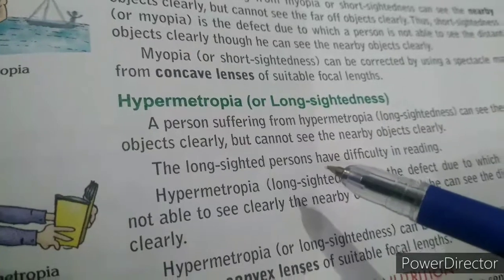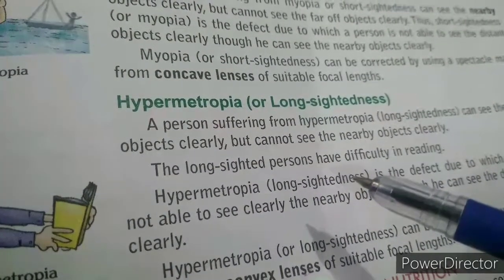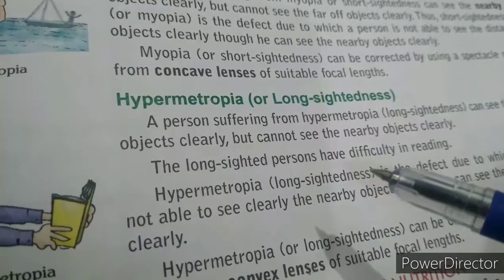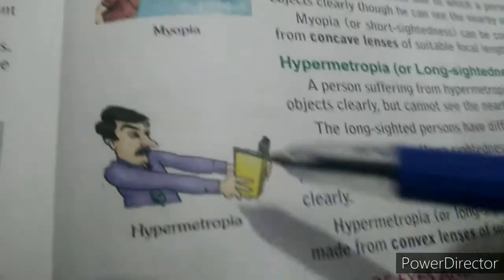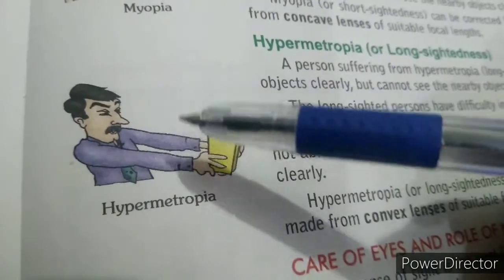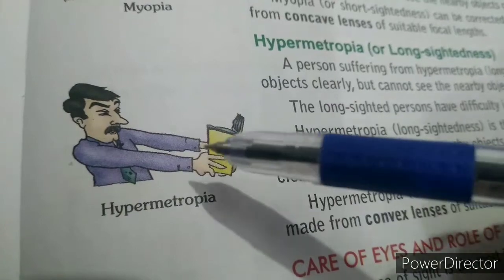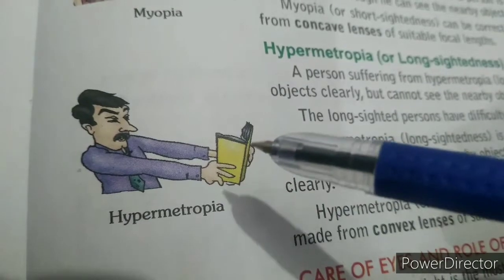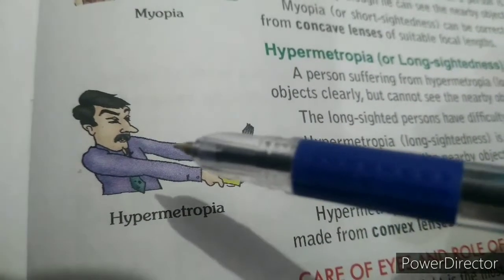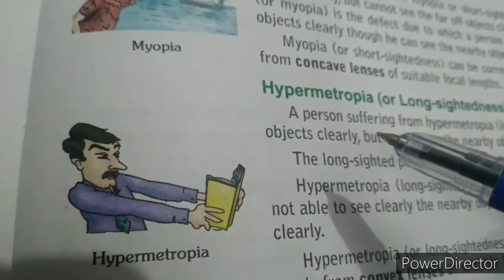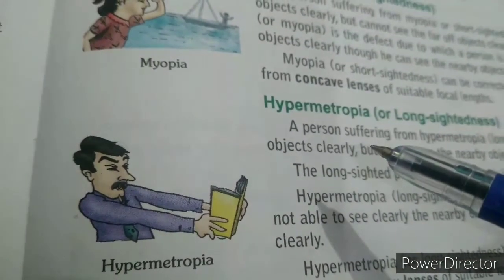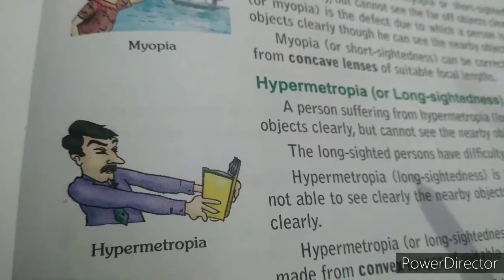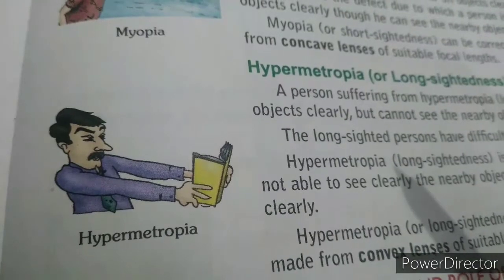So see, it is such type of defect in which a person can see the distant objects clearly, but he cannot see the nearby objects clearly. See in this picture, the person can see the distant object but cannot see the nearby objects. That's why he keeps this book far away so that he can see it clearly. That means, what is hypermetropia? Hypermetropia is such type of eye defect in which a person can see the objects which are at a far distance, but he cannot see the objects which are nearer to him.